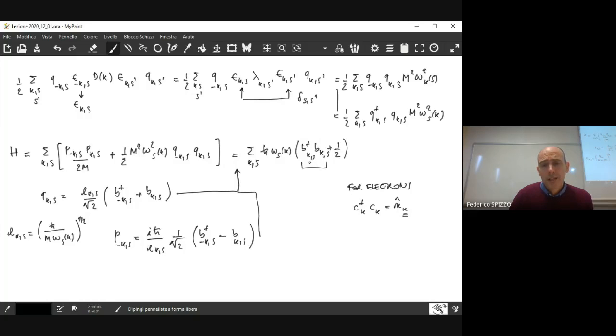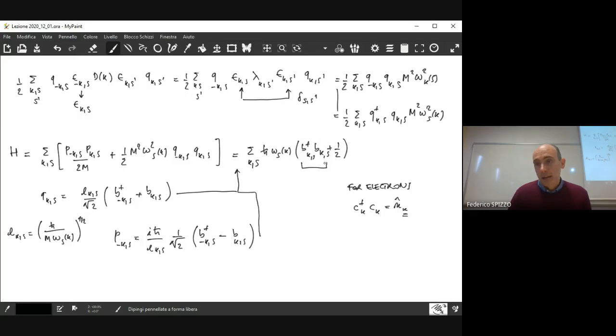In this case, on which kind of levels, on which basis, do the operators act? The basis where the operators are acting is the basis of the oscillations. So K and S are the indexes that represent a possible normal mode of the system, or in other words, a possible oscillation that the system may display. So these two operators, B and B cross, act on the levels that we use to represent the normal modes of the system or the possible oscillations of the system.